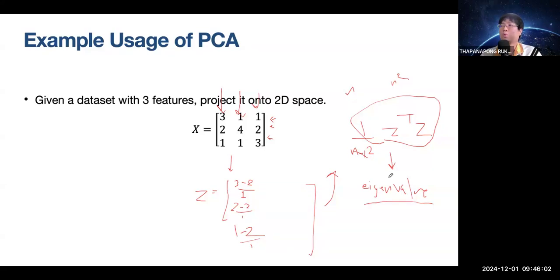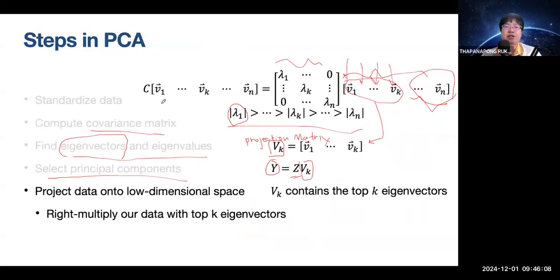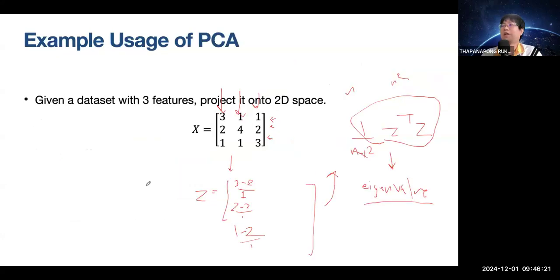So this is how we do PCA, right? Standardize the data, compute the covariance, find the eigenvectors, select the principal components, and then project the data into a lower dimensional space. Okay, any questions so far? I think most of you have used PCA at some point, at least for visualization, right? When you want to plot a graph or something. Okay, go ahead, you have a question.